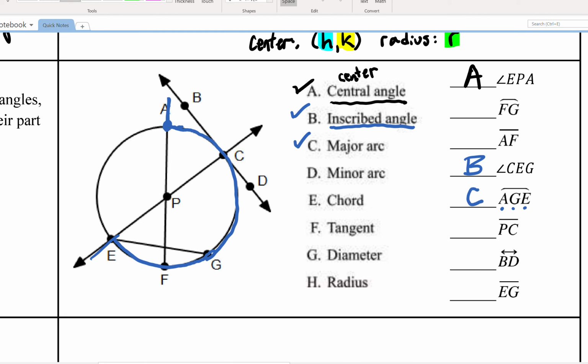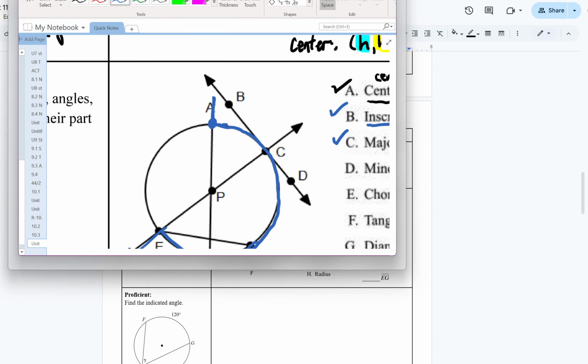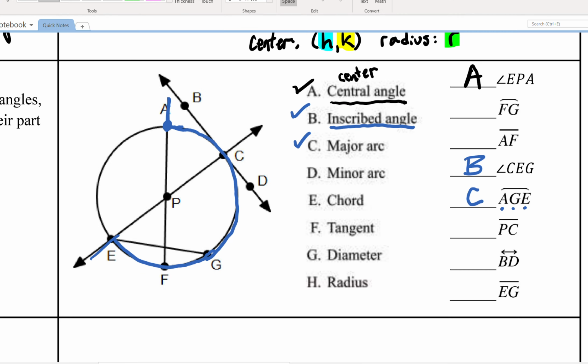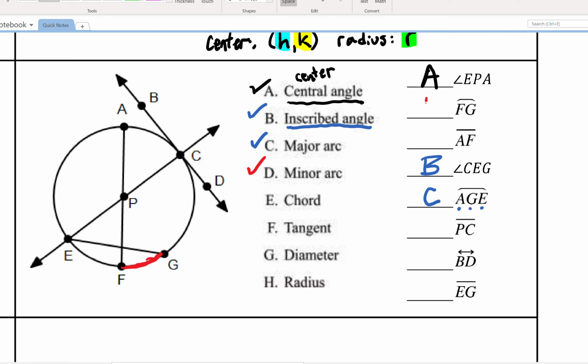Check. Now, minor arc. A minor arc is one that just kind of goes directly there. And so for that one, you don't need 3 points. FG, that would just be right here. That little thing right there is FG. And so that would be the minor arc. And we put that right there.